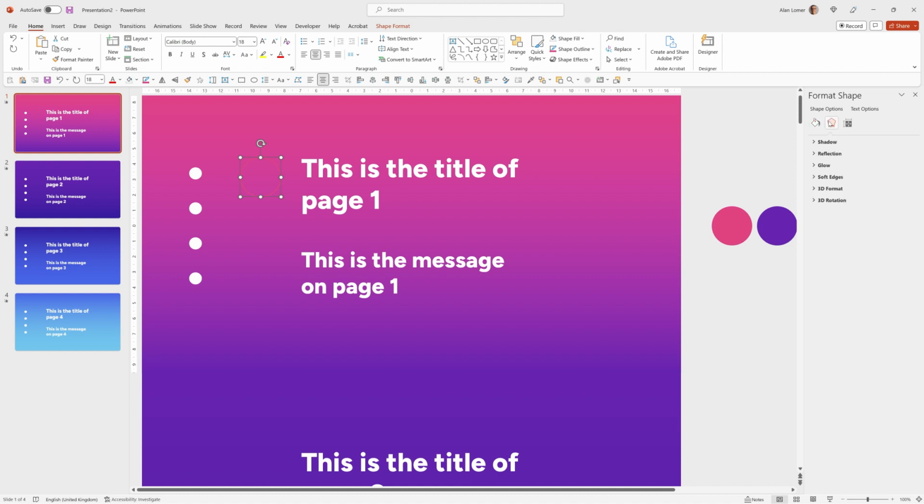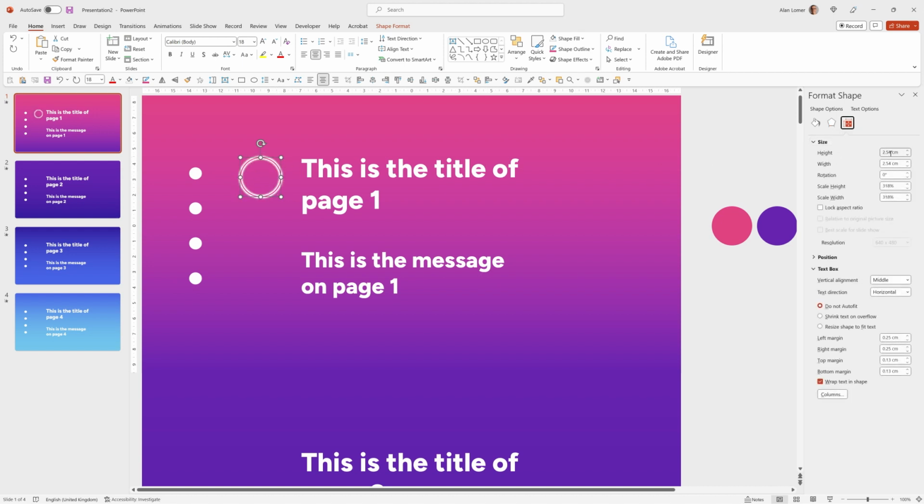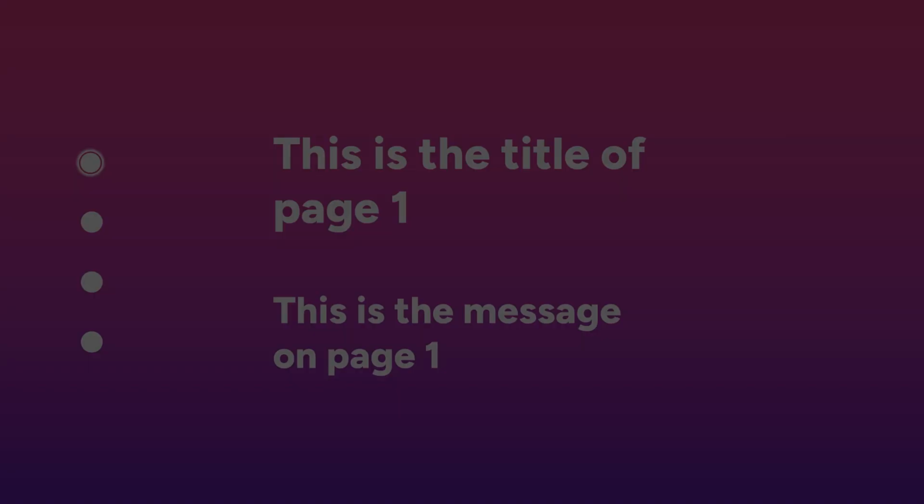And I'm also going to go to the effects section, choose glow, select white, and set that to 5 point. Now I can change it to the size, same size as the circle, 0.8 by 0.8. And then align it over the top of the circle. And you can adjust it with the cursor keys.